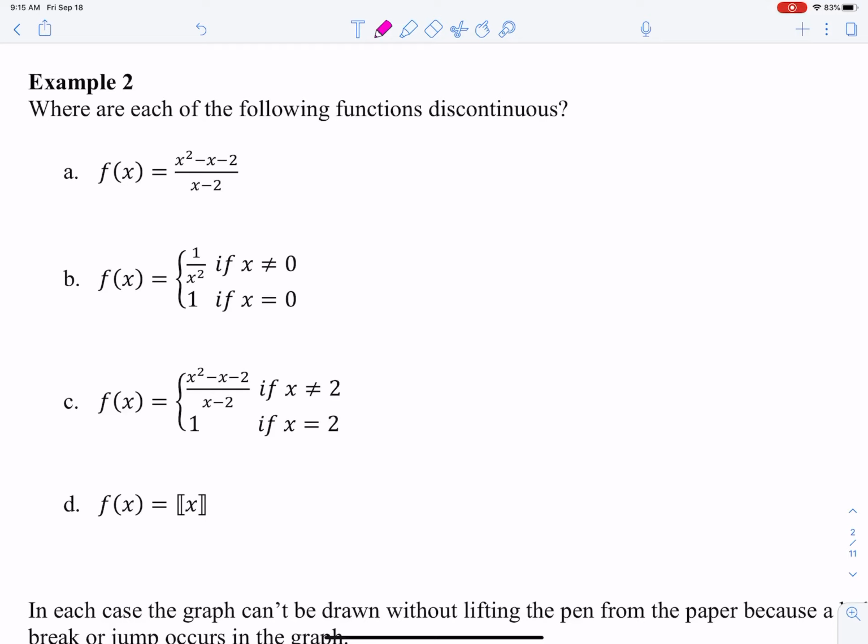So what we do, the process is you take the denominator, in this case x minus 2, set it equal to 0, and solve for x, so x equals 2. So if we plugged in a 2 into this rational function, we would get an undefined value, right? So there'd be a hole in the graph or a jump somewhere. Either way, this function is discontinuous at x equals 2. All right.